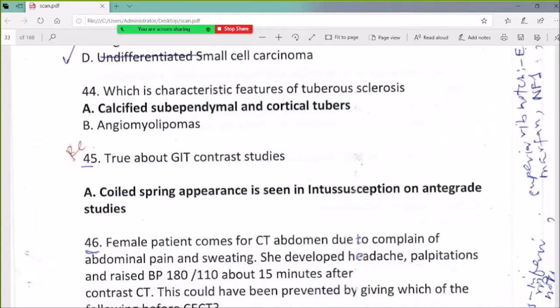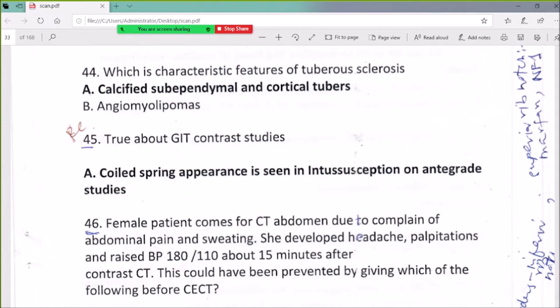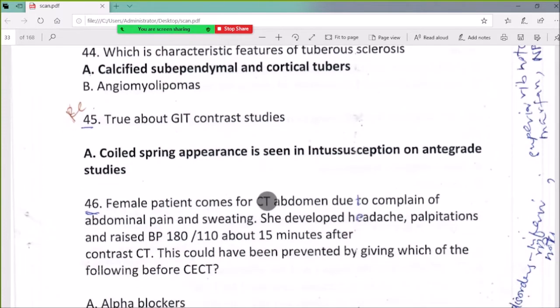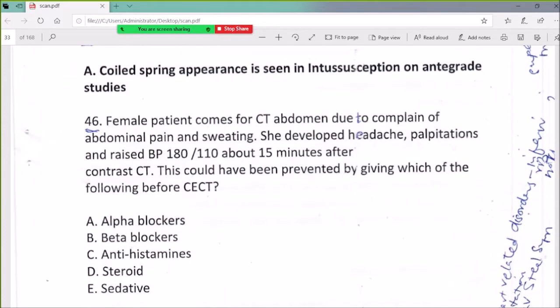Question 45. True about GI contrast studies: foil spring appearance seen in intussusception on antegrade study. Question 46. Female patient comes for CT abdomen. She complained of abdominal pain and sweating.